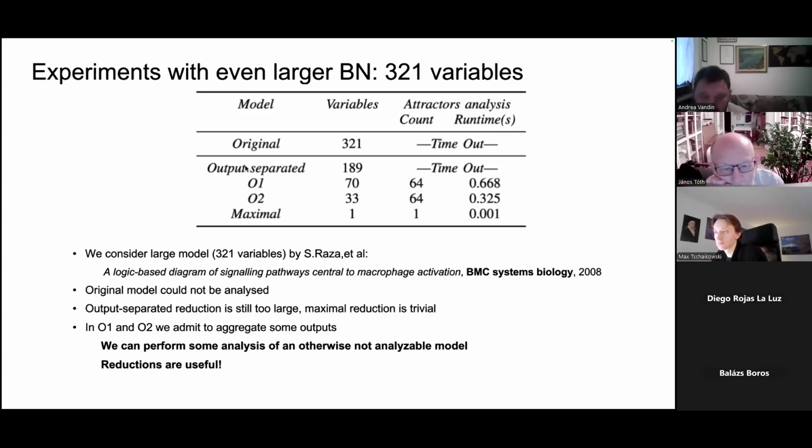This reduction is the one where we try to preserve all outputs. It could not be analyzed before. O1, O2 is a setting where we preserve some of the outputs of the model. Again, we can analyze the model very quickly, whereas before it could not be analyzed.